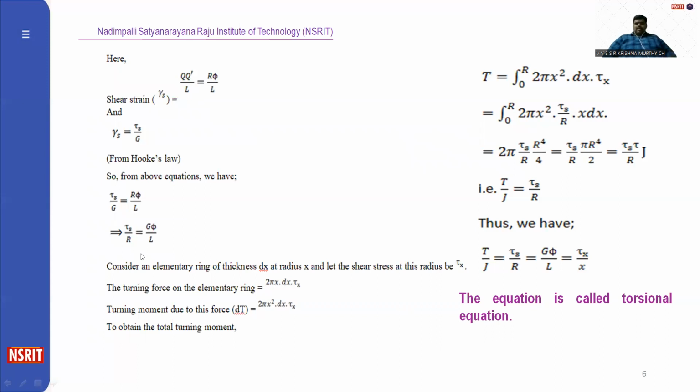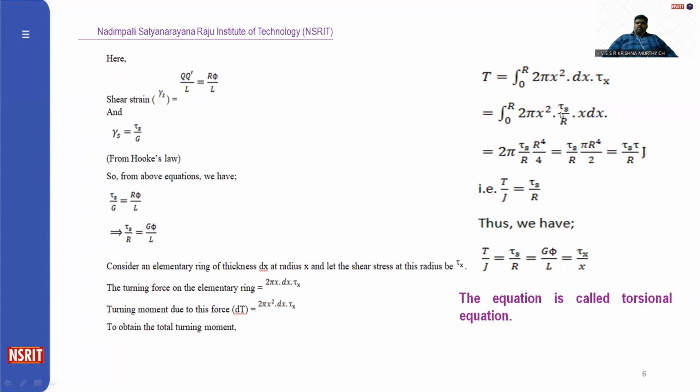Now consider an elementary ring of thickness dx and radius x, with shear stress tau x. The area of the turning force will be 2 pi x dx into tau x, and the turning moment will be the product of its distance, so 2 pi x square dx into tau x. On integrating this for a small force with respect to radius, from 0 to r, 2 pi x square dx into tau x.